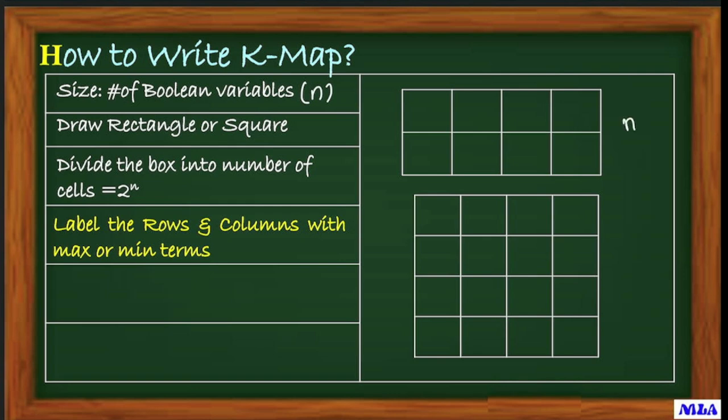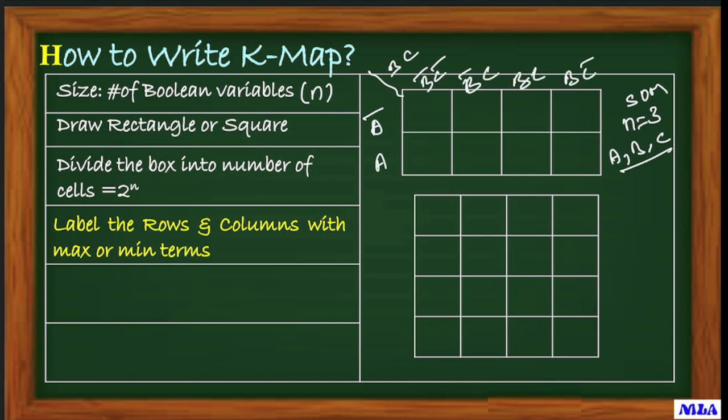Let me consider the first case with n equal to 3 variables. Consider that there are 3 variables defining the Boolean function and the function is in a sum of min term form. In that case, we have to use the min terms for labeling the rows and columns. Let me keep the variable a for labeling the rows. So the first row is labeled as a bar, second row a. Then the columns. Coming to the columns, we will use the variables b and c. So the first column is labeled with the min term b bar c bar, second column b bar c, third column bc, fourth one bc bar.